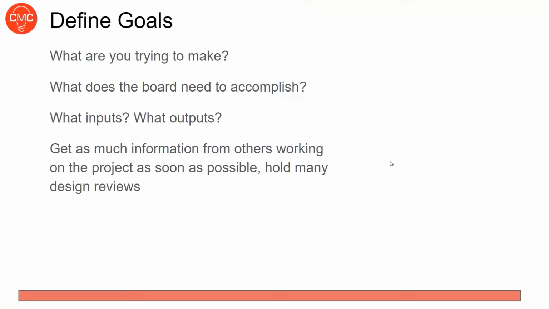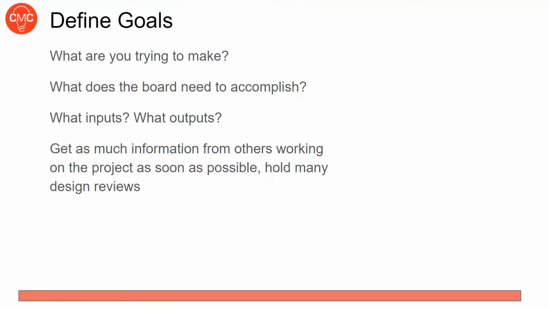So define the goals for your projects. What are you trying to make? What is the scope of the project? Talk to other people on the project if you're working with multiple people, like mechanical engineers, software engineers. What does your PCB need to accomplish? Like, what are the absolute minimum goals?